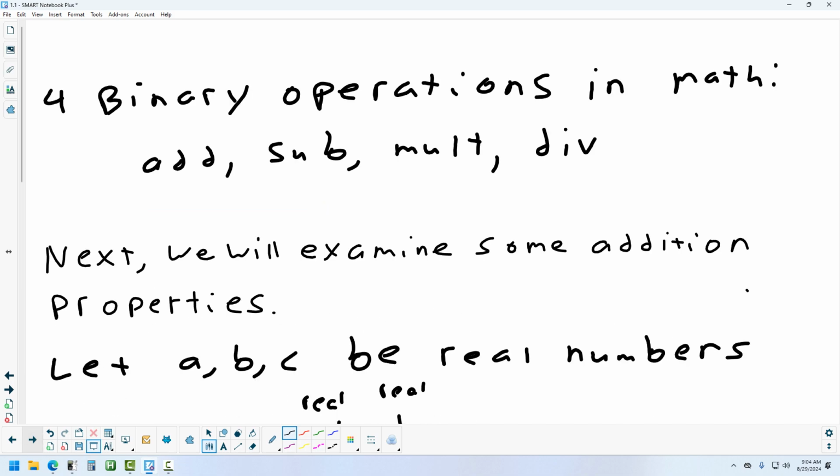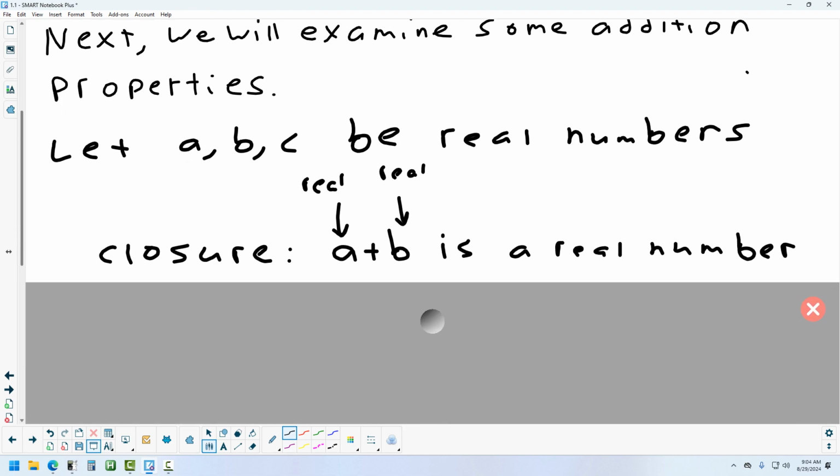But in fact, addition, subtraction, multiplication, and division are all closed under the real number system. There's no way that you can take a real number, divide by a real number, and not get a real number. You always will.